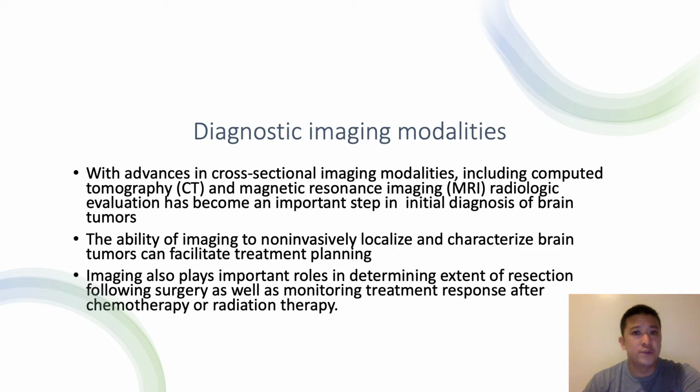So these brain tumors need to be identified via different imaging modalities. So an example of neuroimaging would be CT scans or an MRI, which is an important step in the initial diagnosis of brain tumors. And the ability of imaging to non-invasively localize characteristic brain tumors can facilitate treatment planning. So imaging also plays a role in determining the extent of resection following surgery, as well as monitoring treatment response after chemotherapy or radiation therapy.